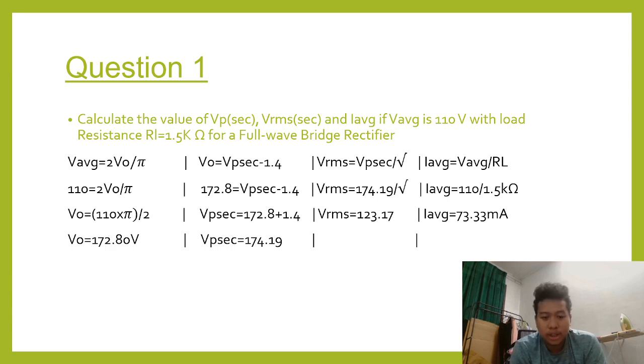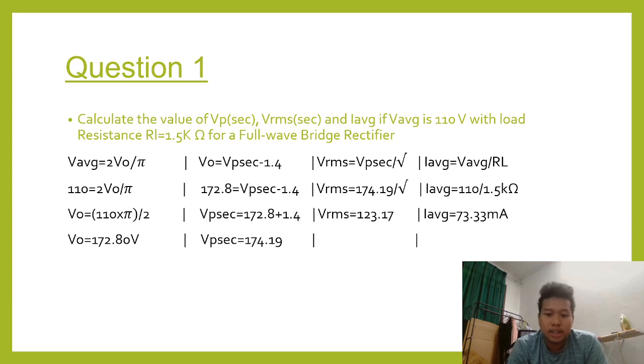To search for VP secondary, we need to use the V out equation in the formula. So V out is equal to VP secondary minus 1.4. But V out is already calculated. So 172.8 is equal to VP secondary minus 1.4. We put VP secondary on the left side and 172.8 on the right side. So 172.8 plus 1.4, and we get the VP secondary equal to 174.19 volt.